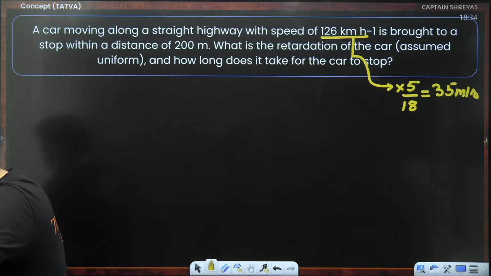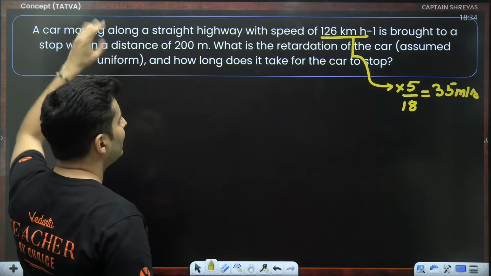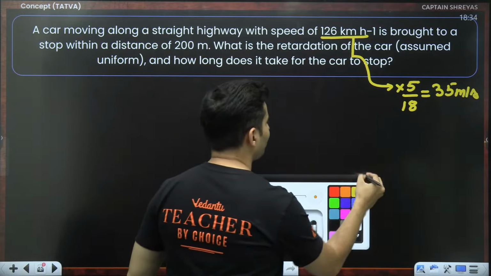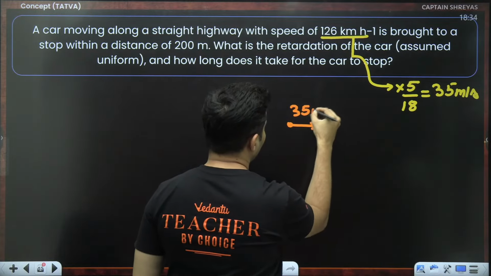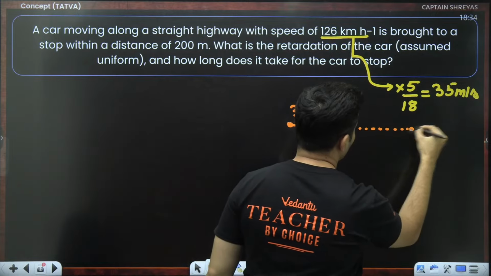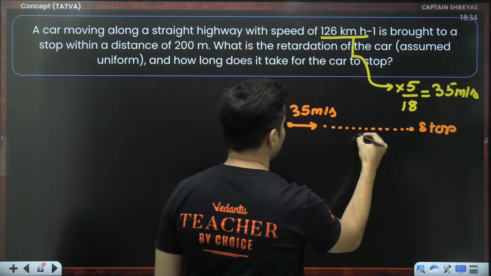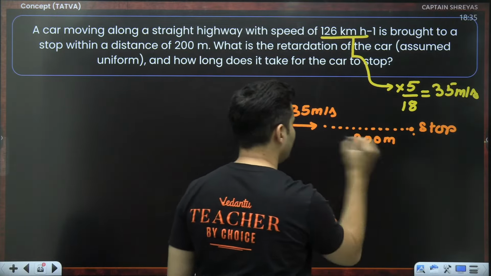Okay. Now read the question properly. It stops within a distance of 200 meters. What is the retardation assuming uniform, and how long does it take for the car to stop? So the car was going at 35 meters per second. It takes some time for the car to stop. And this distance is given to be 200 meters.